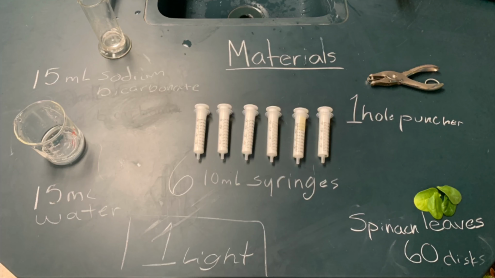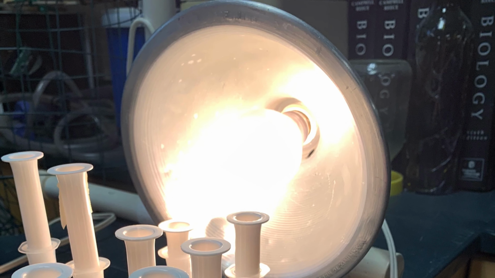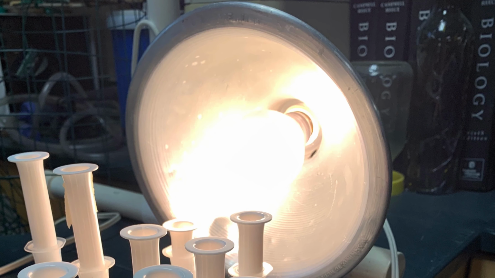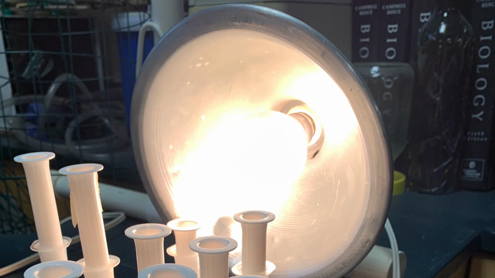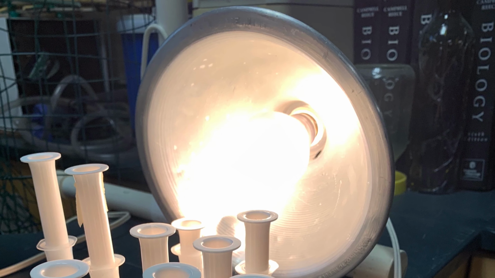We also can't forget about our environment. For low light, we will be using drawers. For ambient light, we will be using the table. And for high intensity light, we will be using this high intensity lamp.